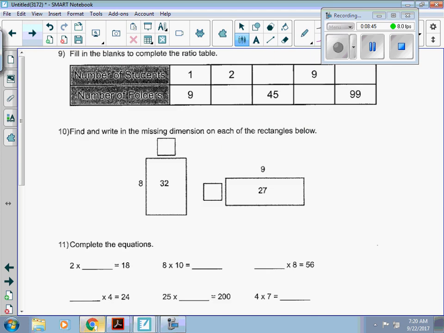Now we have a ratio table. I see that in one student I have 9 folders. So it looks like my pattern is going to be to multiply by 9. So 2 times 9 is 18. 5 times 9 would give me 45. 9 times 9 is 81. And 11 times 9 is 99. Number 10, it's multiplying, looking at the strategy of an array or an open array where we're not drawing in every box. So something times 8 is going to give me 32, and that answer is 4. And something times 9 equals 27, and that's 3.